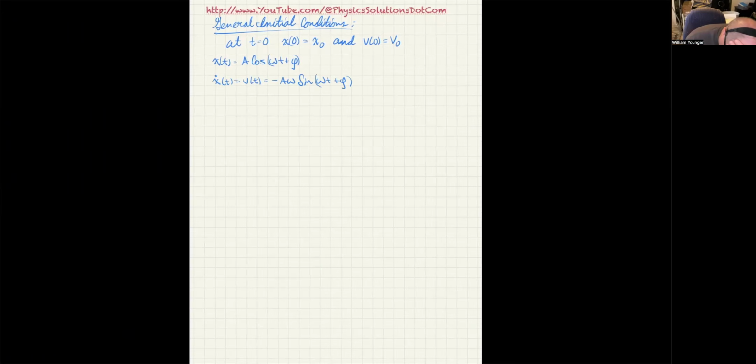So initial conditions allow us to reach the following conclusion. We could say x0 is equal to A times cosine phi. I'm going to call that equation 1. And then I could also use the initial velocity being v0, and that gives me v0 is equal to A omega times sine of phi, like that. And again, that's at t equals 0, so that's why we only have the phi there. And that's going to be equation 2.